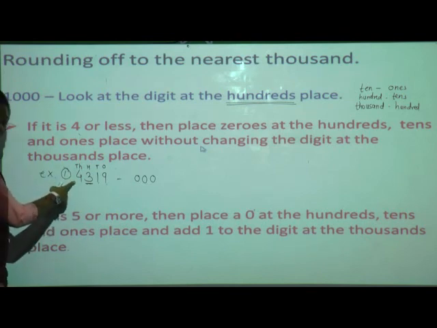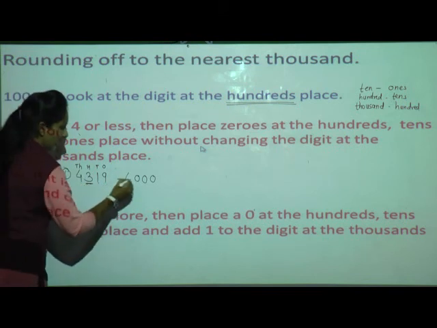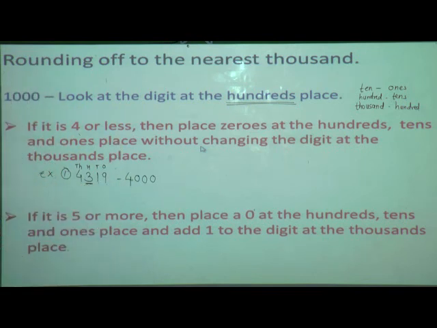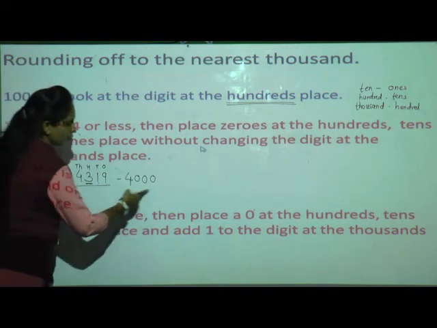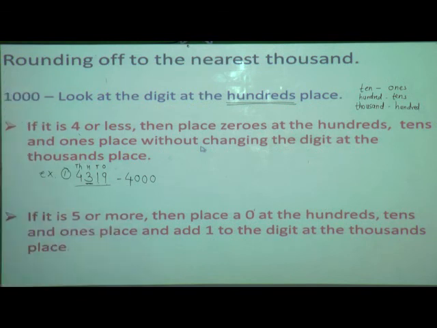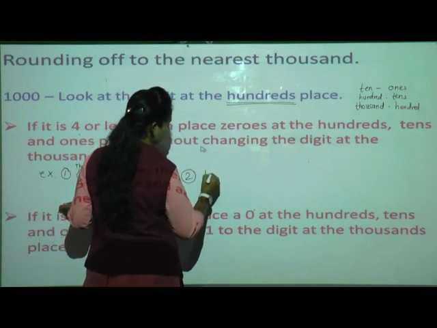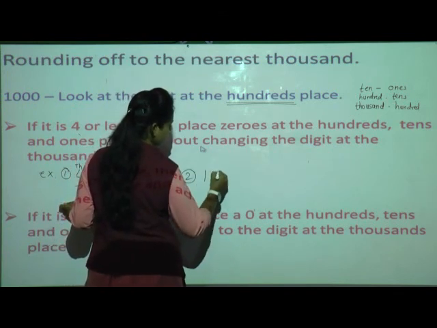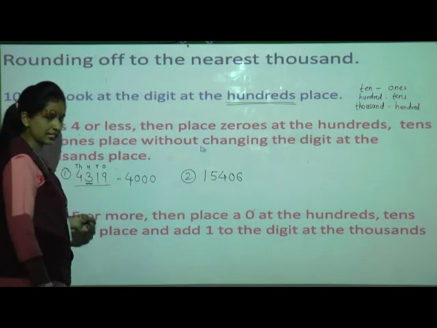So what is there on the thousands place? 4 is there. We should not change it. Write it as it is. Got it? So the rounding of the number 4319 is 4000, the nearest number. Understood? We will see one more example. Okay, now I will take a 5-digit number. Okay, now I have taken a 5-digit number.